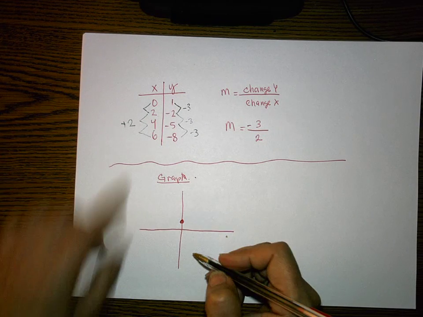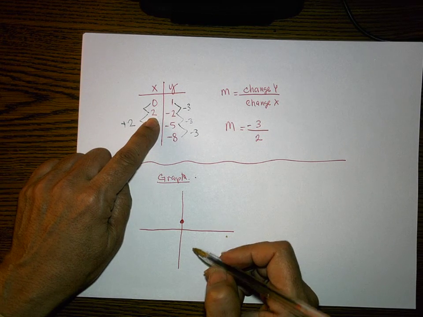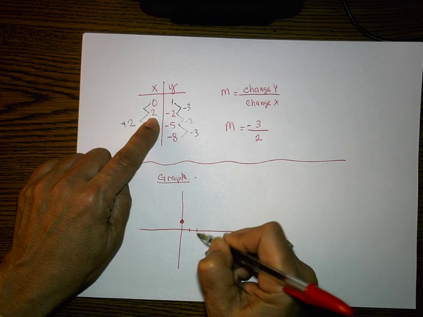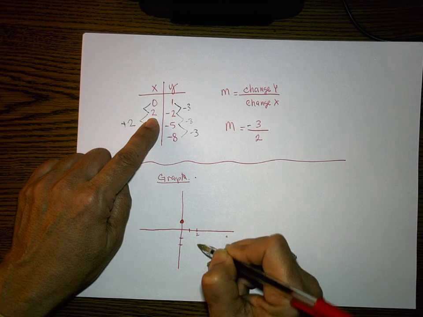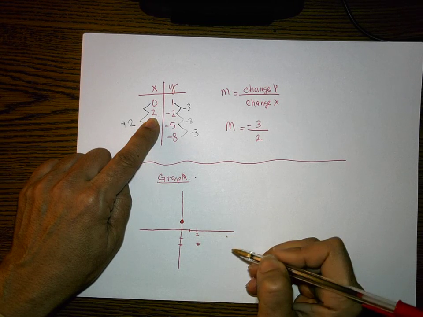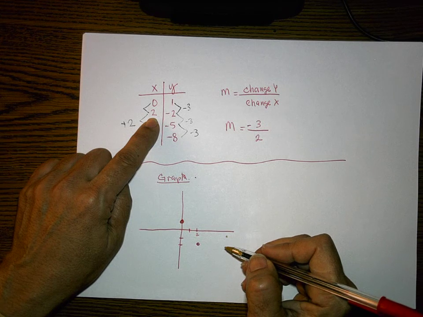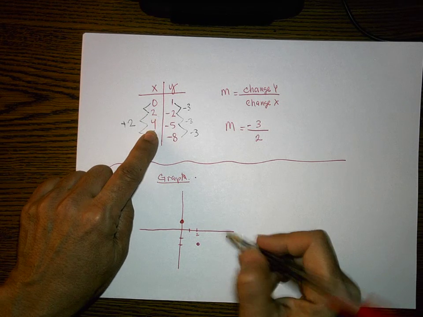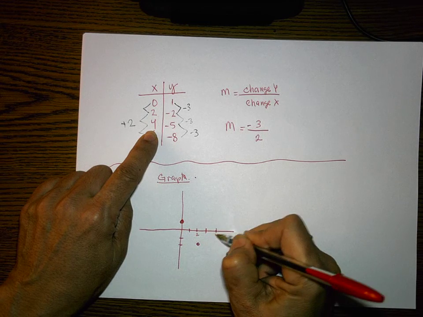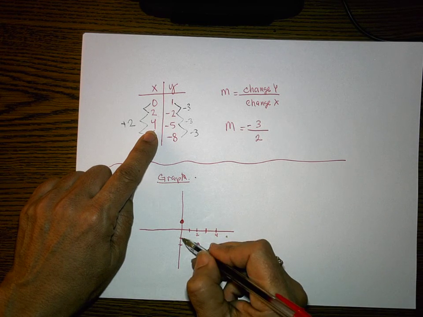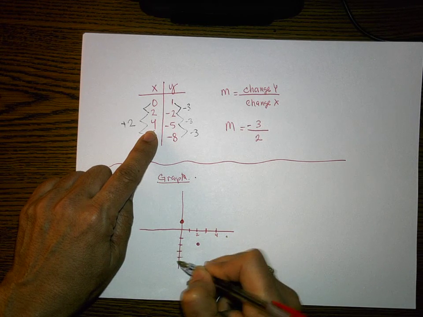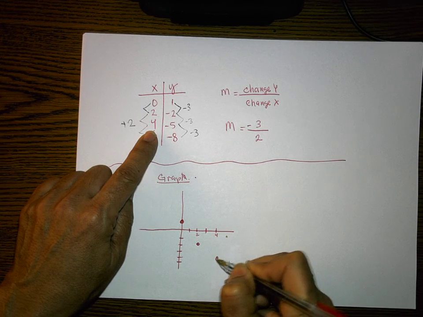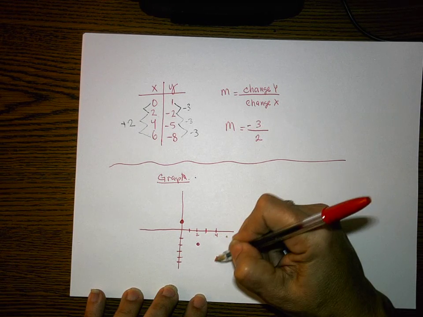And then 2, negative 2. 1, 2, negative 1, negative 2. The scale on my worksheet here is not going to be very nice because I don't have a grid. And then 4, 2, 3, 4, negative 5. Negative 1, negative 2, negative 3, negative 4, negative 5. I'm going to stop right there. It's a little bit off. I'm going to draw my line.